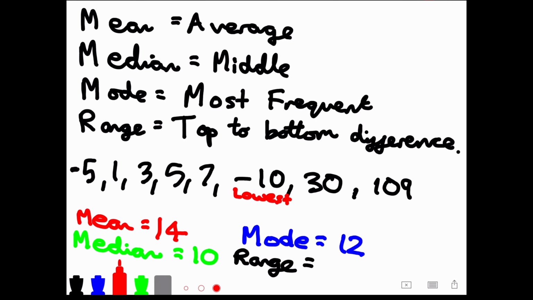And then we need to find the highest number. -5 is pretty low, and we know that's the lowest. Oh no, -10 is the lowest. -5 is the highest so far. Oh no, 1 is higher. Nope, 3 is higher. Nope, 5 is higher. Nope, 7 is higher. Nope, -10 is not higher. 30 is higher than 7 though, and 109 is definitely higher than 30. So 109 is the highest number. Highest. Sorry for my bad handwriting.